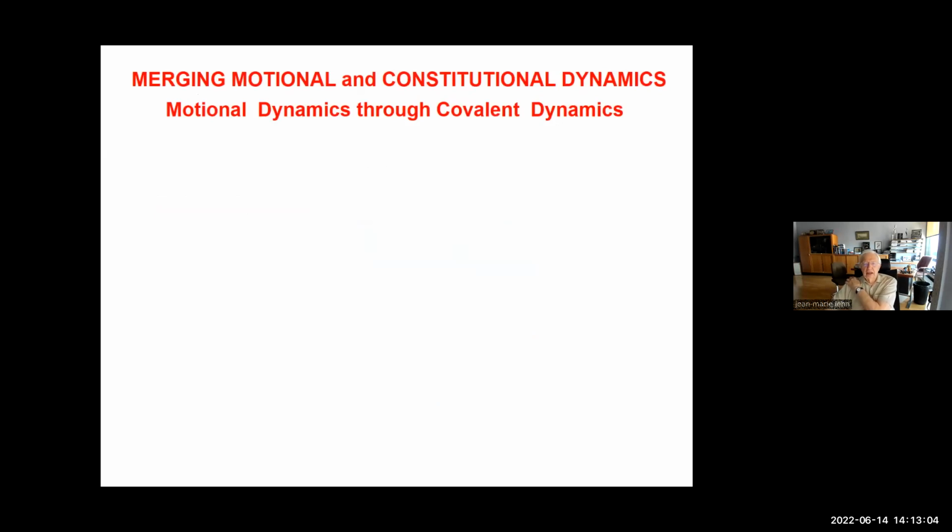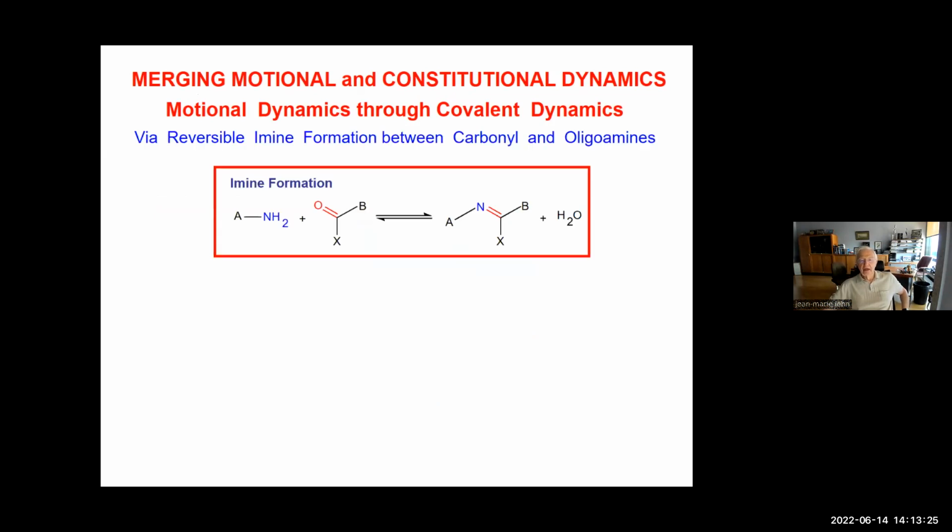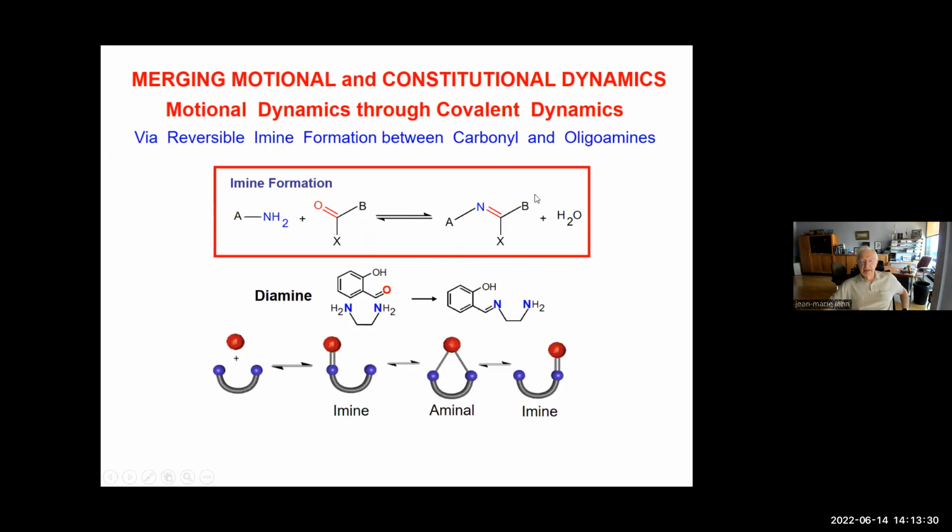Now, before I go into more detail, we also use this covalent dynamics for producing motion. This was rather surprising, that nobody had done it before, because it's so simple, as you will see. How can we produce motion in covalent dynamics? Very simply, if we take these imines, if we have simply salicylic aldehyde and ethylene diamine, this is extremely simple.